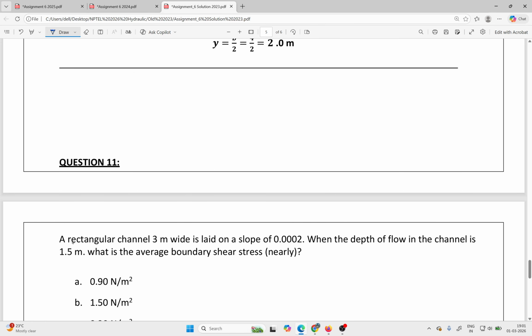Let me just read. A rectangular channel 3 meter wide is laid on a slope 0.0002. When the depth of flow in the channel is 1.5, what is the average boundary shear stress? This is the new question. You have to calculate the average boundary shear stress. So if anyone wants to attempt, okay, no issue. I'll just show you how we will calculate it for a rectangular channel. Let me explain graphically, then you can understand.